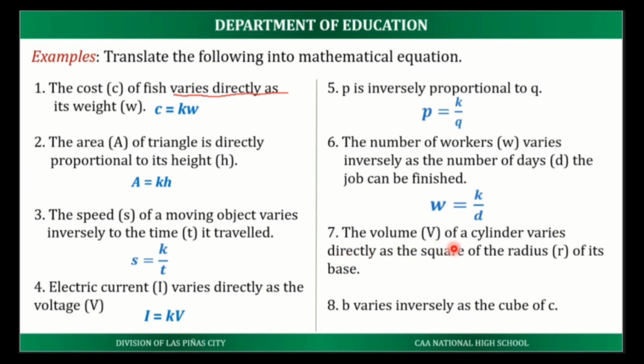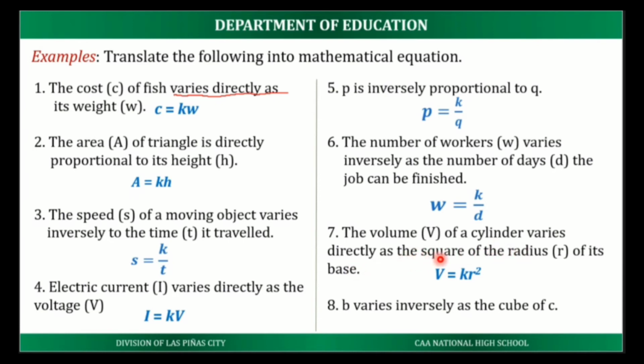Number 7. The volume V of a cylinder varies directly as the square of the radius R of its base. So take note of the words square of the radius. So number 7 is an example of direct variation. We have V is equal to K R squared. Kasi may nakalagay dyan na square of the radius.